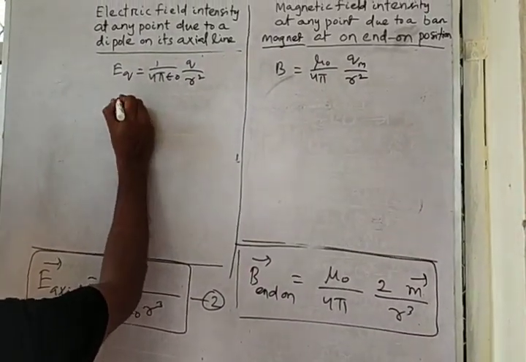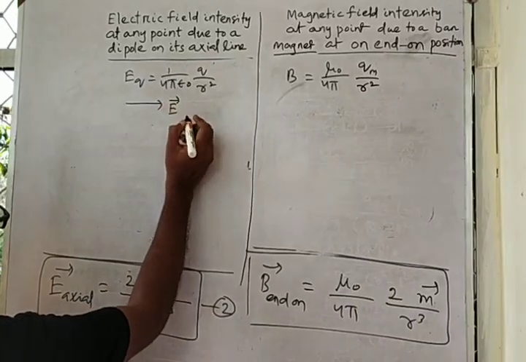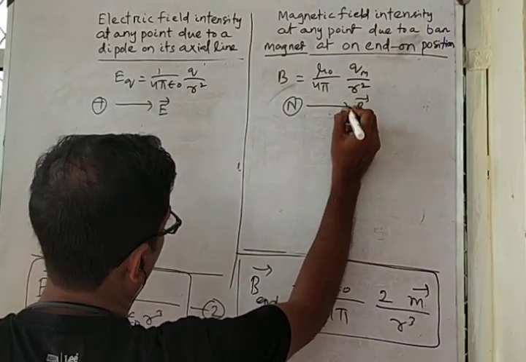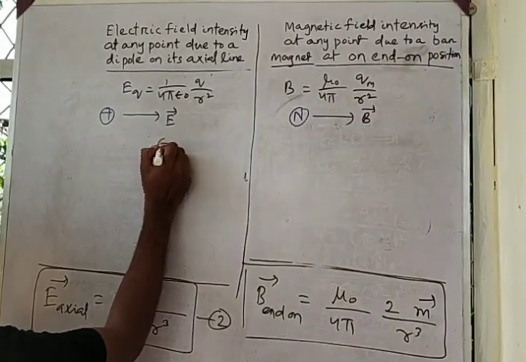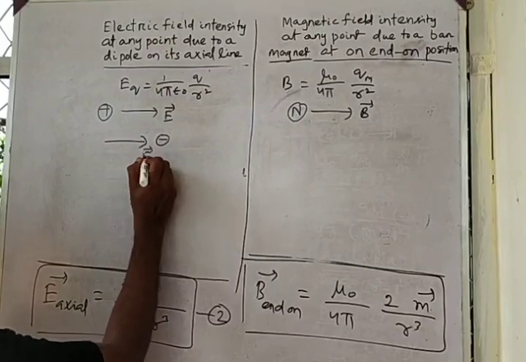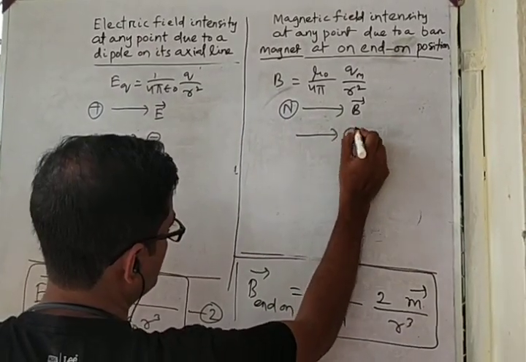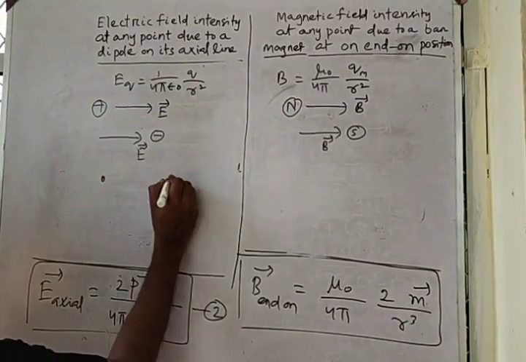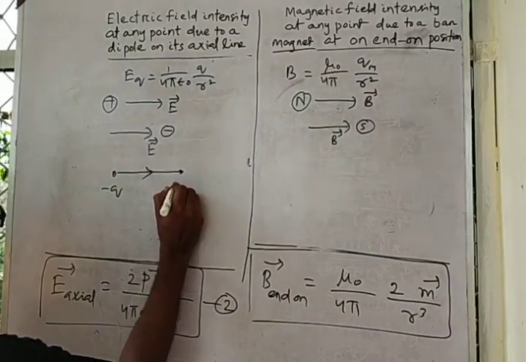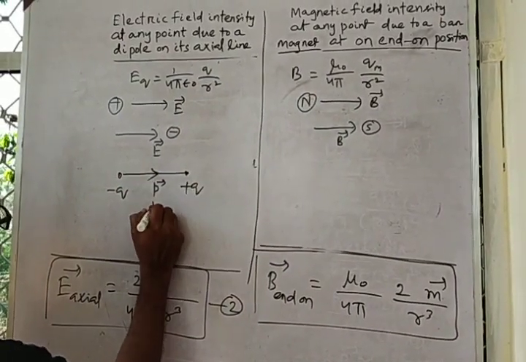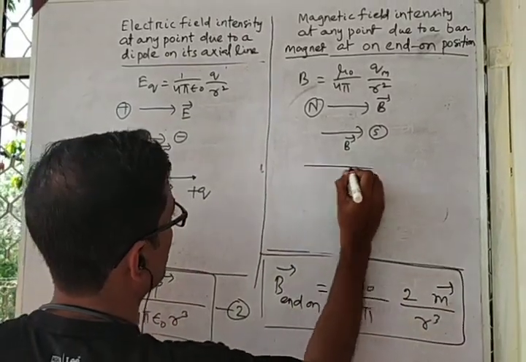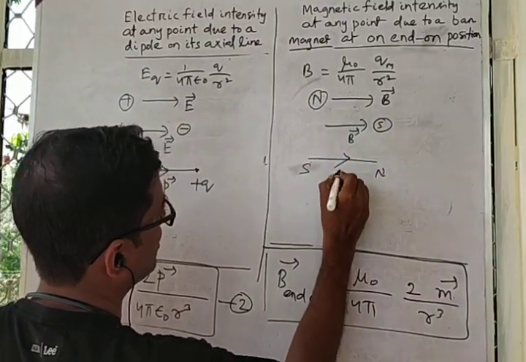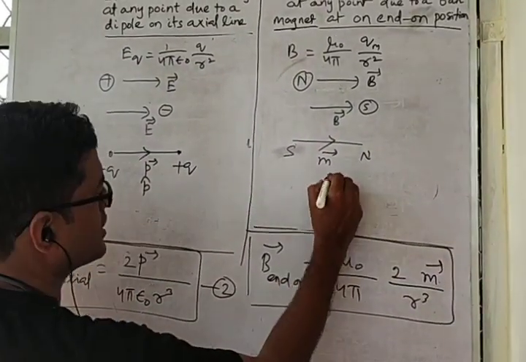Similarly, important things, direction of electric field is always away from positive charge. Direction of magnetic field is always away from north pole. Similarly, next point, direction of electric field is always towards the negative charge. Similarly, direction of magnetic field is always towards the south pole. These three things are important. Now next important thing, direction of dipole moment is from minus q to plus q, that is p vector or p cap. Direction of magnetic dipole moment is from south pole to north pole. This is magnetic dipole moment vector, or else m cap.